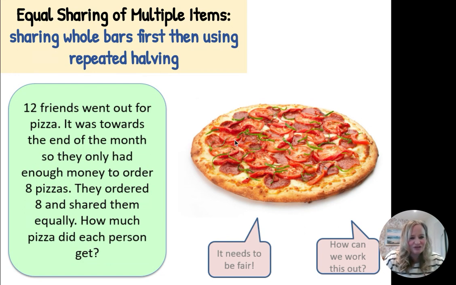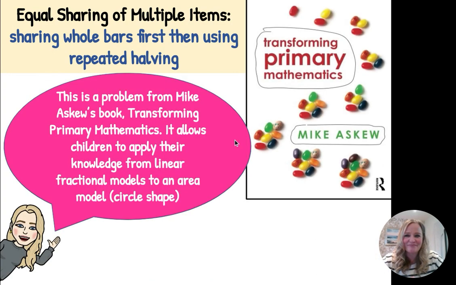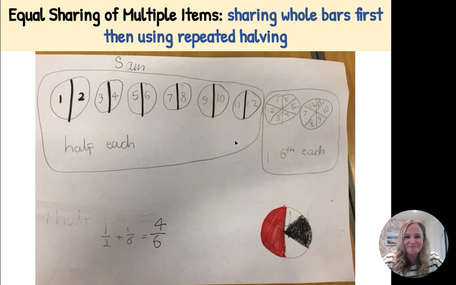Again, what a lot of children will do, and what they certainly did in my class, as it says in the book as well, was they straight away went to repeated halving to solve the problem. So this is a problem from Mike Askew's book, Transforming Primary Mathematics. It allows children to apply their knowledge from linear fractional models to an area model, the circle shape of the pizza. And this is how Sam in my class solved it.